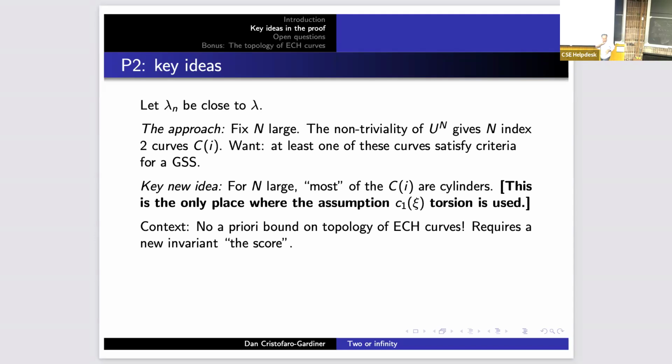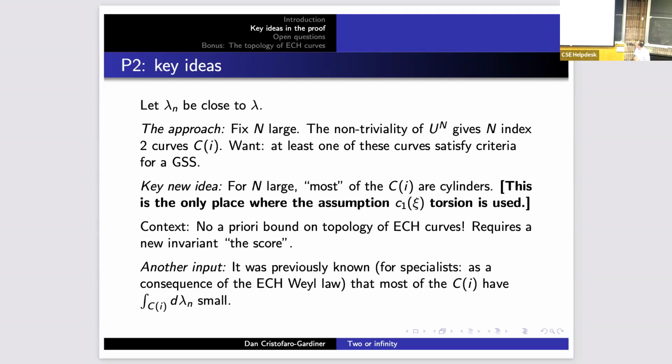And we actually define a new invariant for this called the score of the curve. I actually have a bonus slide at the end about the score, but I put it as a bonus because maybe it's not so important.